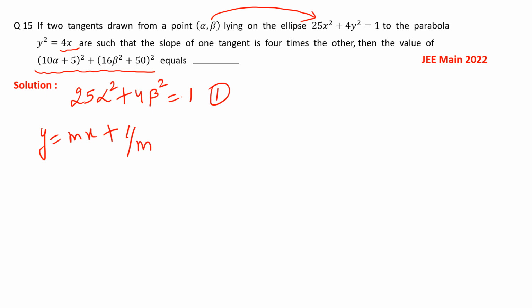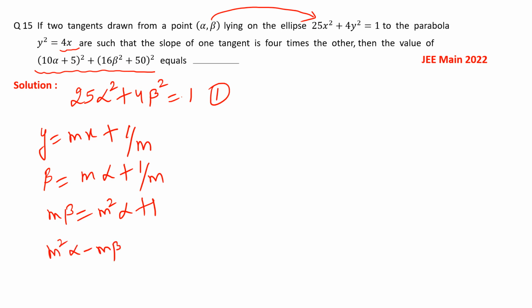Now students, here I will repeat that you must know all the basic concepts of parabola and ellipse. Only then you will be able to solve such kind of problems. Now since from the point alpha comma beta we are drawing this tangent, so alpha comma beta will satisfy this equation of the tangent. So I can say beta is equal to m alpha plus 1 upon m. Now just multiply throughout with m, you will be getting m beta equal to m square alpha plus 1, or I can say m square alpha minus m beta plus 1 equal to 0.